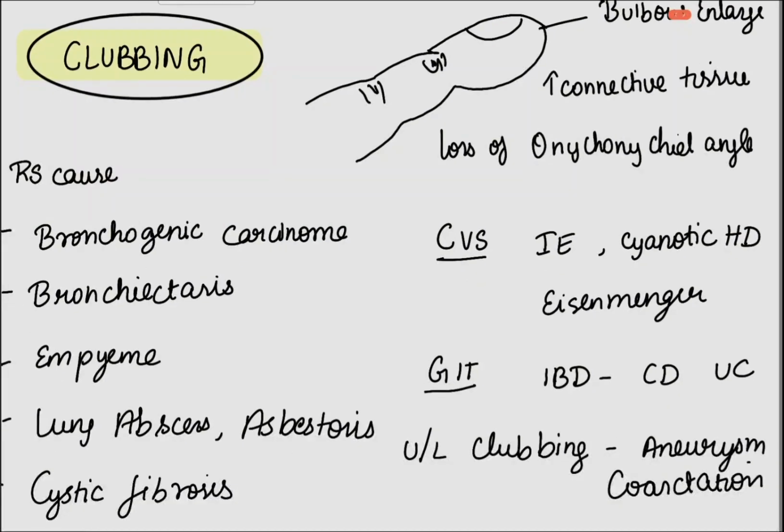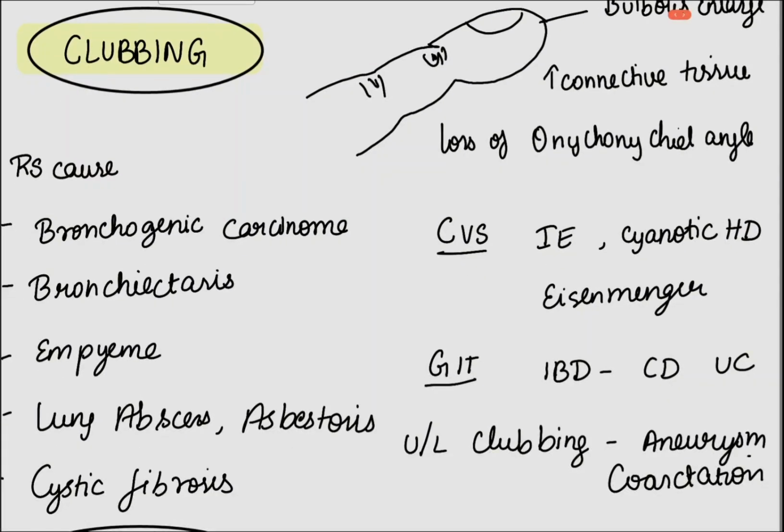So when we look at the causes, we have respiratory causes such as bronchogenic carcinoma, bronchiectasis, empyema, lung abscess, asbestosis, cystic fibrosis. In CVS causes, we have infective endocarditis, cyanotic heart diseases, Eisenmenger. Then in GIT, we have inflammatory bowel disease, both Crohn's disease and ulcerative colitis. And the causes of unilateral clubbing are aneurysm and coarctation.